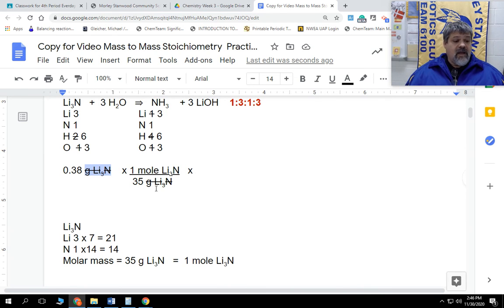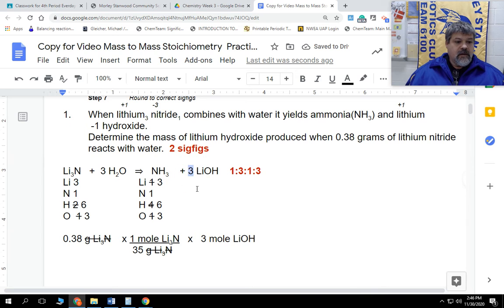So now, after we did this, we have it in moles now. So now we have to convert it from moles of lithium nitride to moles of lithium hydroxide. So we're going to go ahead and put what we're looking for on top, which is going to be 3 moles of lithium hydroxide. Now, where did I get this through? Well, I got it from right here. So this is lithium hydroxide.